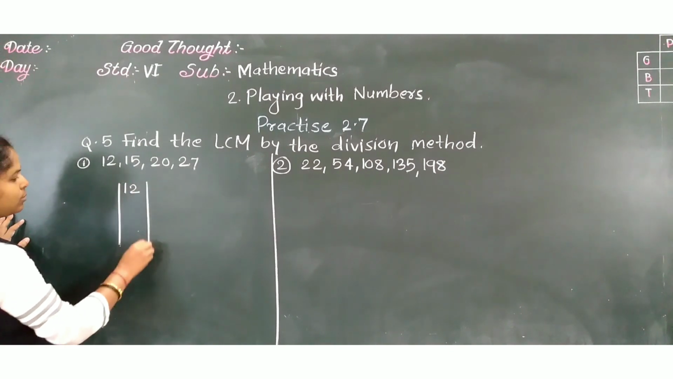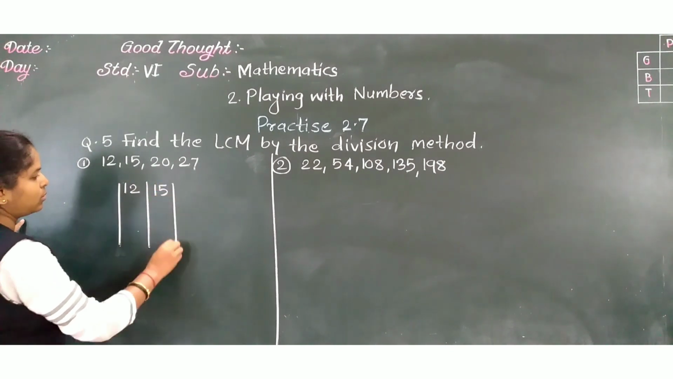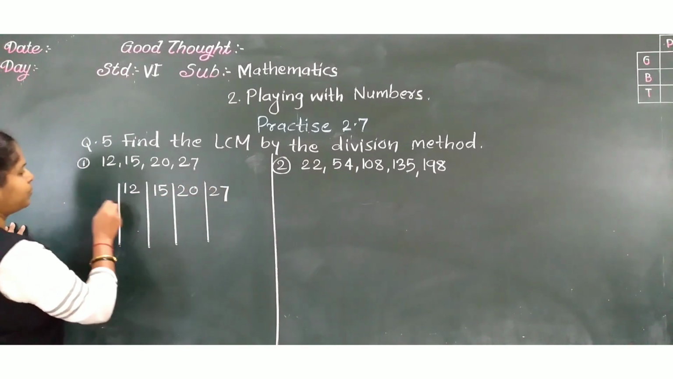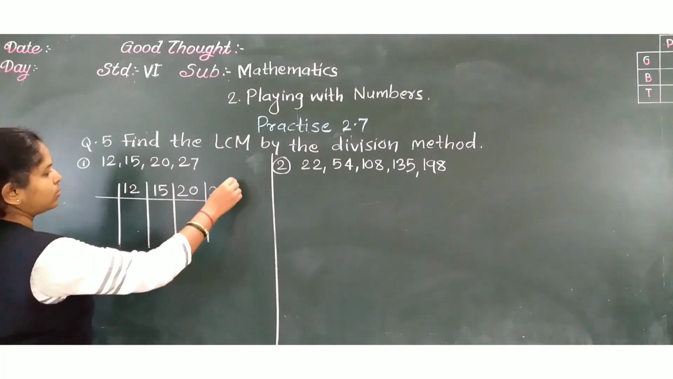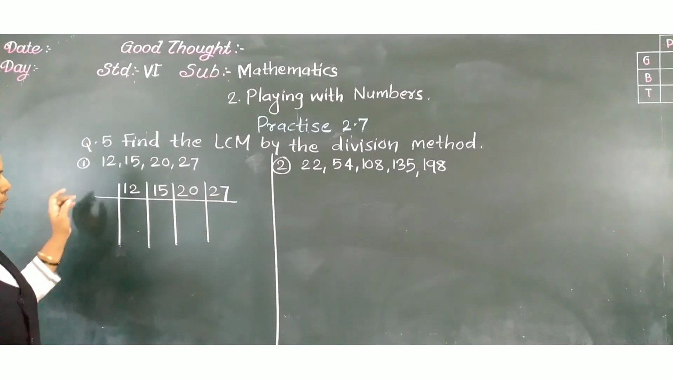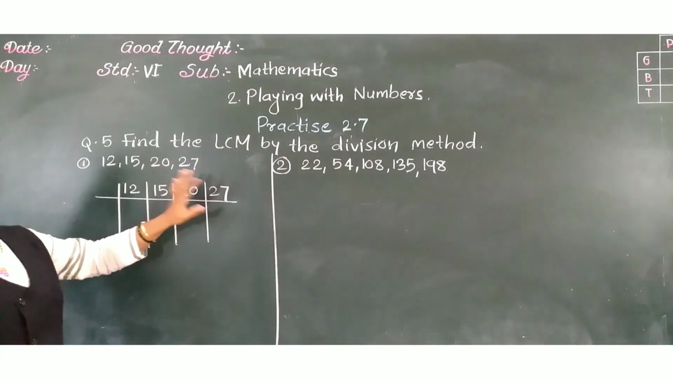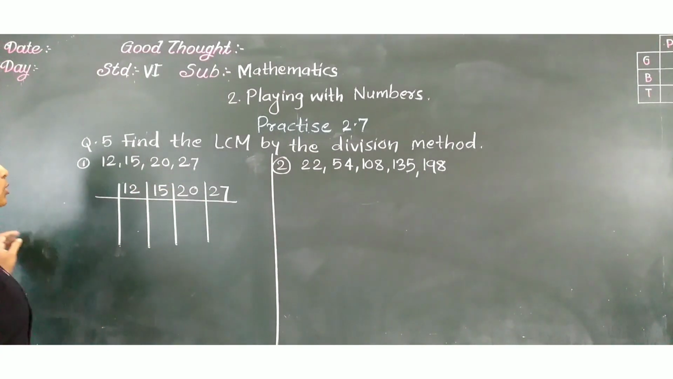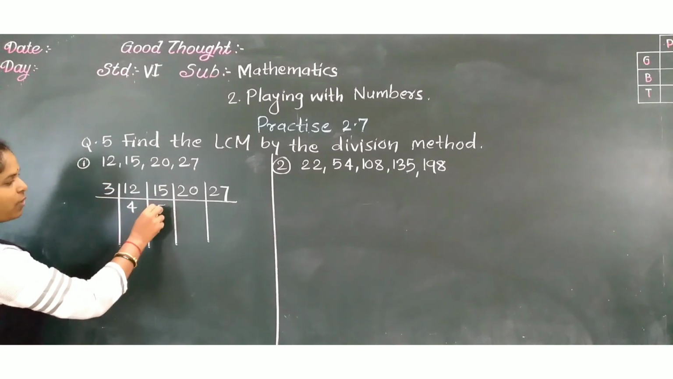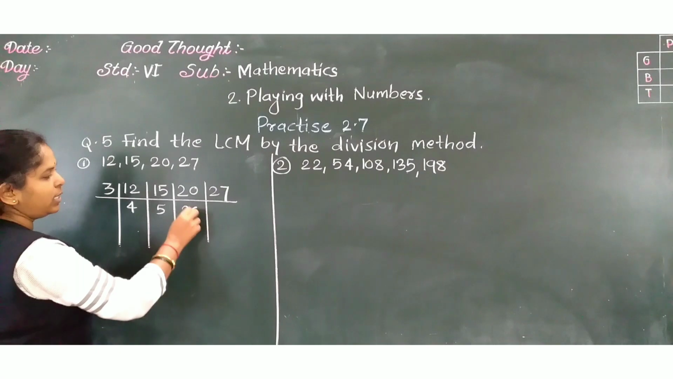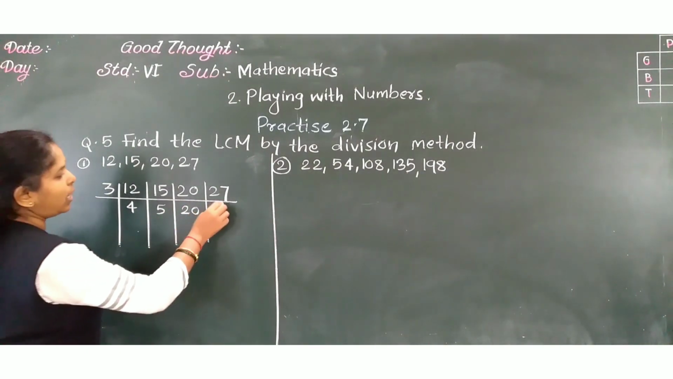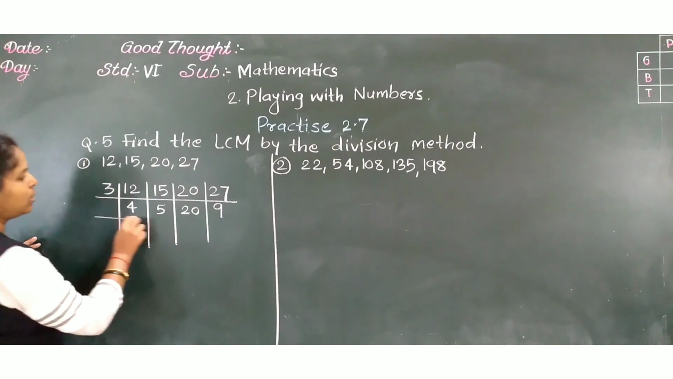12, 15, 20, 27. See it. Now here 12, 15 and 27 come in the table of 3. So I will divide. 3 4s are 12, 3 5s are 15, 20 right as it is because we cannot divide 20 by 3. 3 9s are 27.